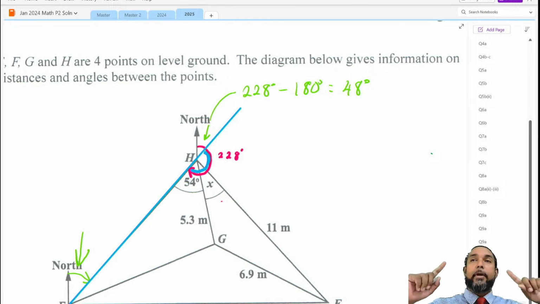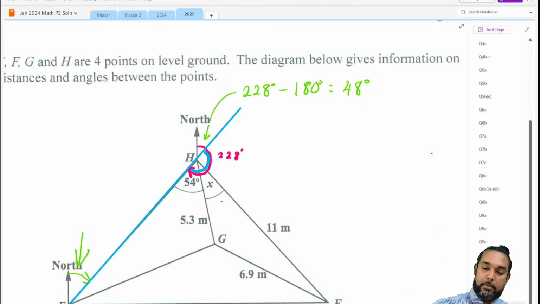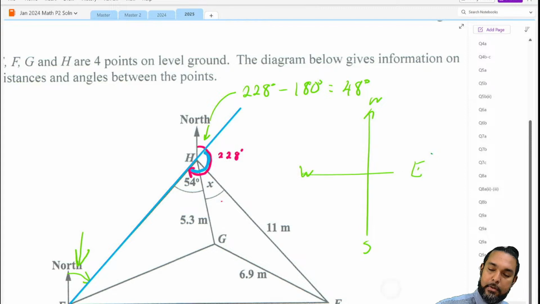Right. So if you think about north, south, east, and west, if the first bearing they give you is less than 180, you add 180 to it. If the first bearing they give you is more than 180, you subtract 180 from it. Long story short.